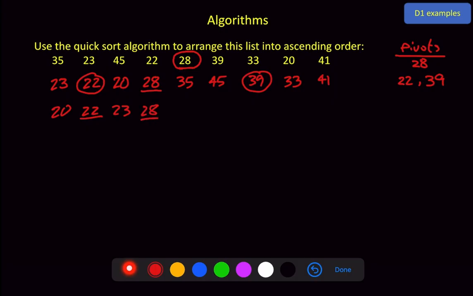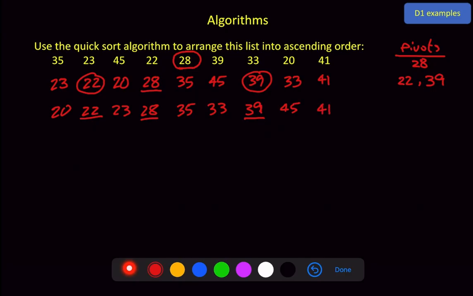28 is still there. Now the list on the right hand side, these five numbers, I'm looking at 39. 35 is smaller than 39. 45 is not. 33 is. 41 is not. So 39 goes here, and that is fixed in place. 45 is bigger than 39, and so is 41.